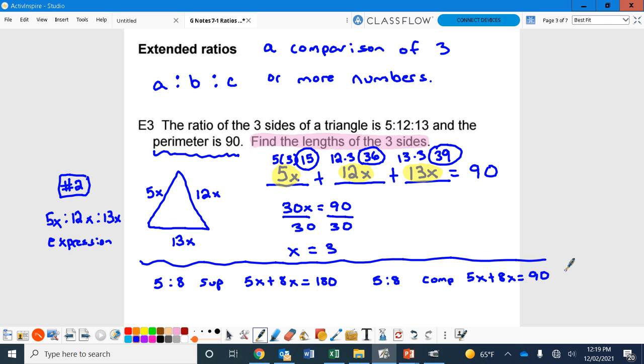Okay. Just to mention some things that I know are going to be on there. Anybody see anything before we move on? We'll go to proportions next.